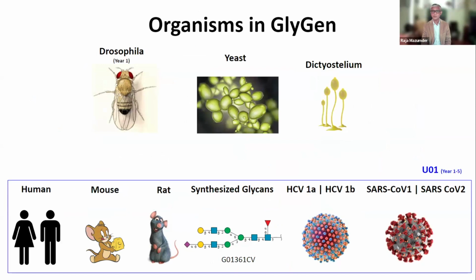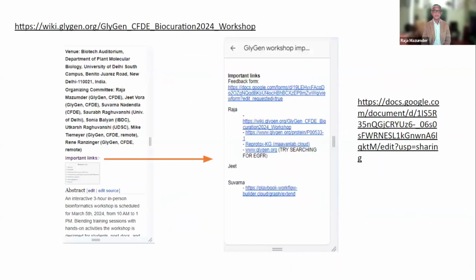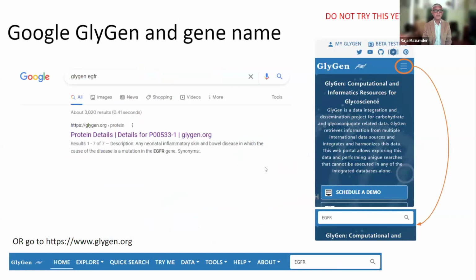So these are the organisms in GlyGen. We don't have everything. We go organism by organism because it's important that we have really high quality data. And I'm back again to that important link. By now, you might have gone to this page. On the right-hand side, there are some links you will be using later on today.